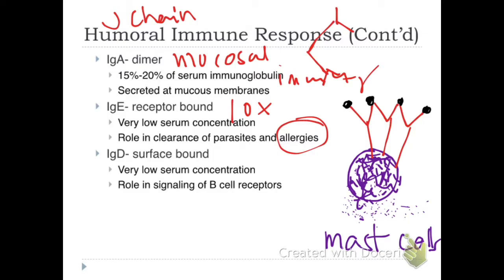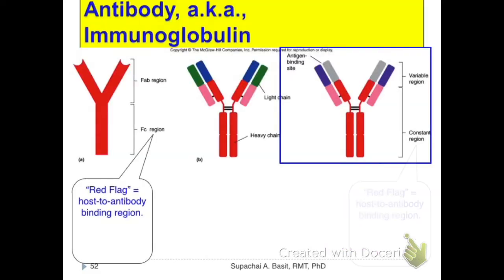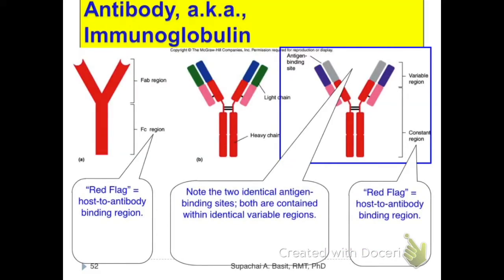IgD is surface bound, very low in serum concentration, but apparently this IgD has a role in signaling of B cell receptors. So these are the antibodies, also known as immunoglobulins. Its electrophoretic mobility is that it's a gamma globulin, which migrates the slowest. So what are the parts of antibodies?